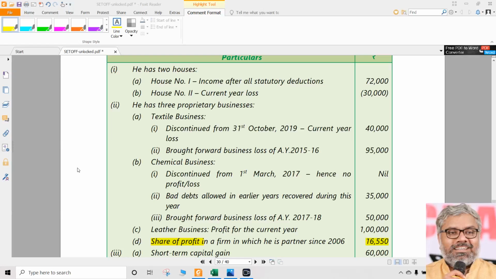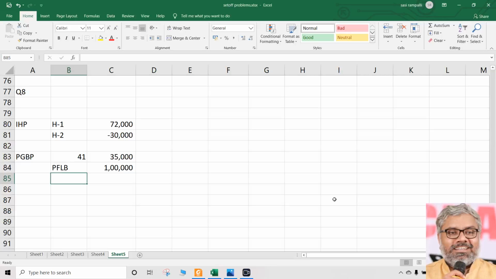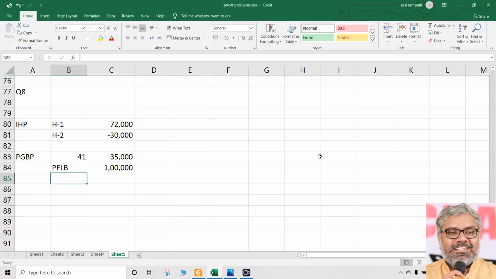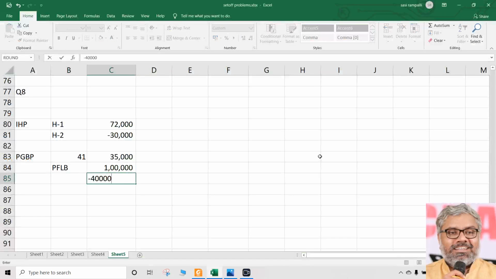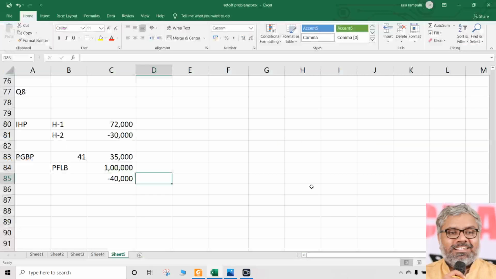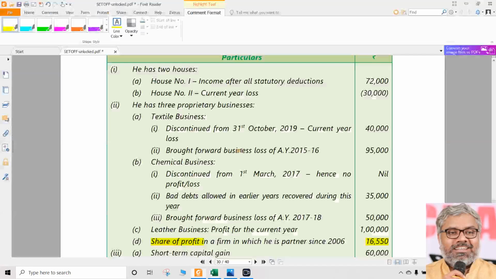Okay, that's okay. Then we have the brought forward losses of the same discontinued business, 50,000, but they can be set off now. And there is a brought forward loss. First of all, before setting off the brought forward losses, we have to set off the current year losses of any business. So textile business, let us do that first. Minus 40,000, that can be done. Then we have the brought forward losses of textile business also, and we have the brought forward losses of chemical business also. Any of them can be done because the amounts are available for setting off.